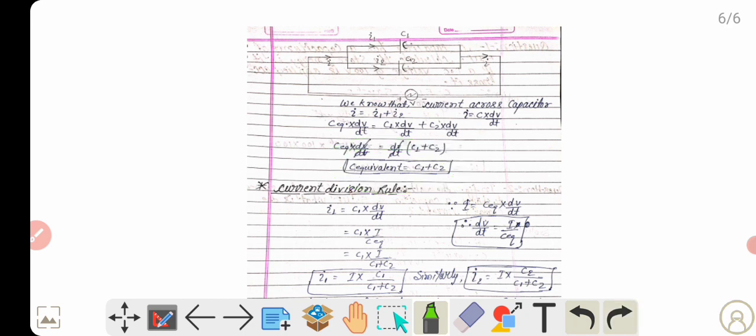Now my dear friends, here we have to keep in mind that in case of parallel connection, the equivalent value of capacitance is equal to C1 plus C2, and in case of series connection, it is equal to C1 into C2 by C1 plus C2.